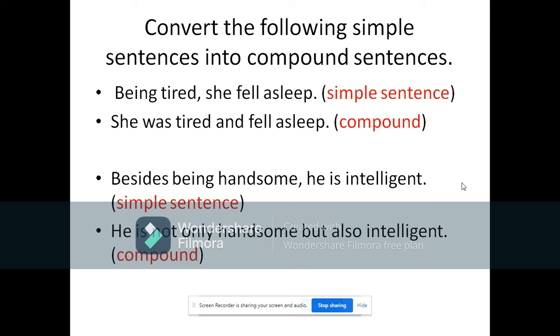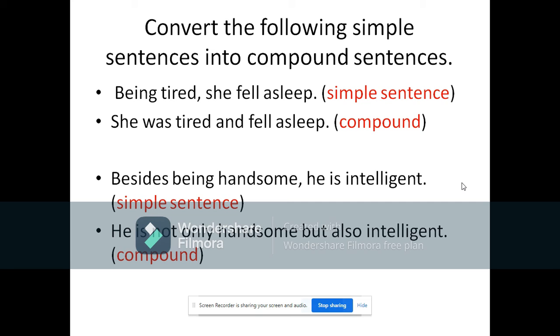ഇവിടെ being tired എന്നുള്ളത് ഒരു ക്ലോസ് അല്ല. ഒരു ക്ലോസ് ആകുമ്പോൾ there will be a verb. അതിൽ വെർബില്ല. It's a phrase. Being tired, she fell asleep. It's a simple sentence. There is no subordinate clause in the sentence.